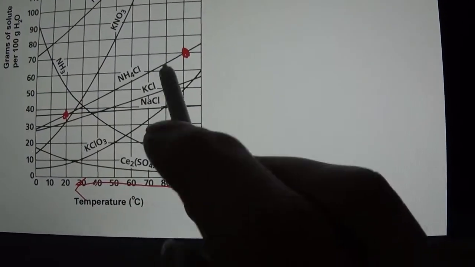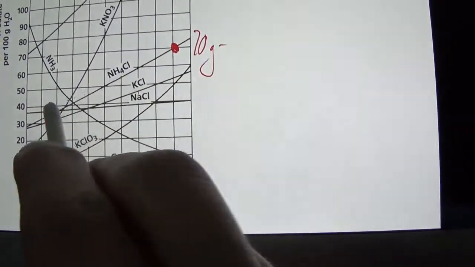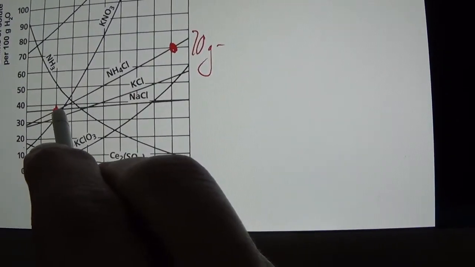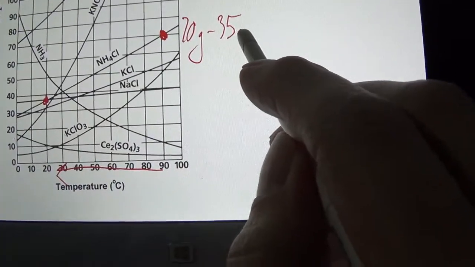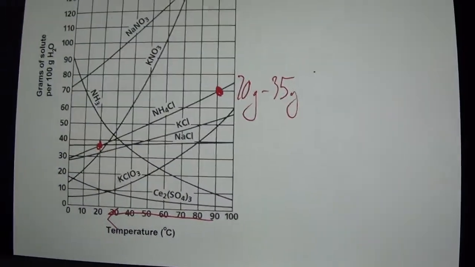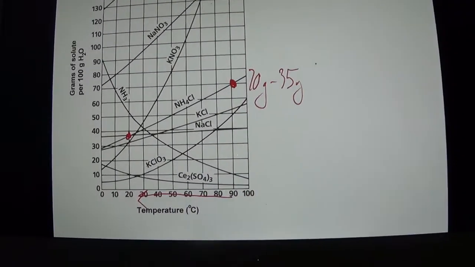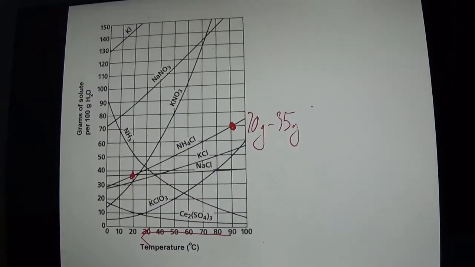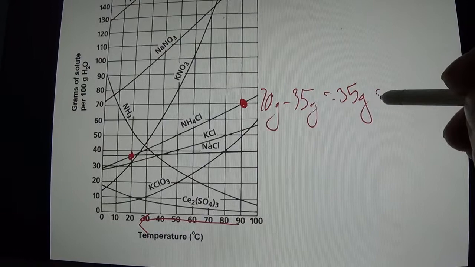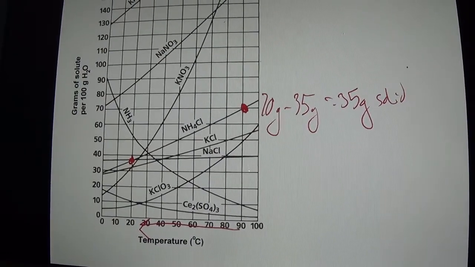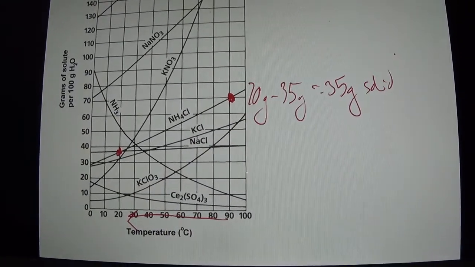Well, easy enough to figure out. I used to at 90 be able to dissolve 70 grams. Now here at 20, I can only dissolve, let's say, 35 grams. And I know as you read this graph that it's going to be estimates, so just do your best job of estimating. Okay. And so I can actually do the math now and see, hey, it's going to be giving me 35 grams of solid sitting at the bottom. Or in other words, I could filter out 35 grams of solid after this temperature change occurs.